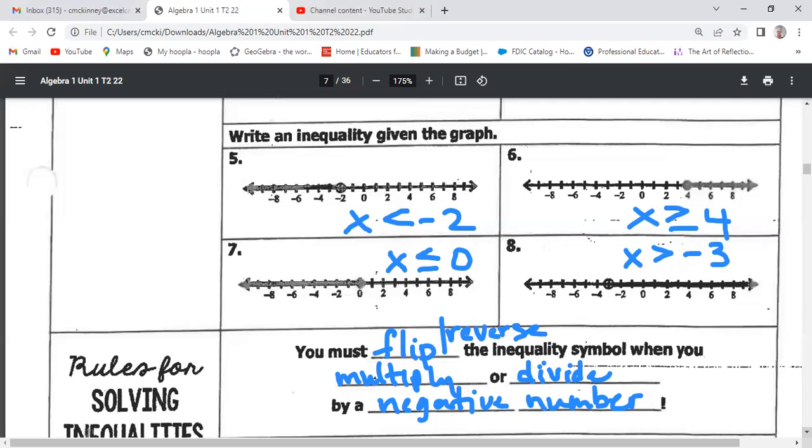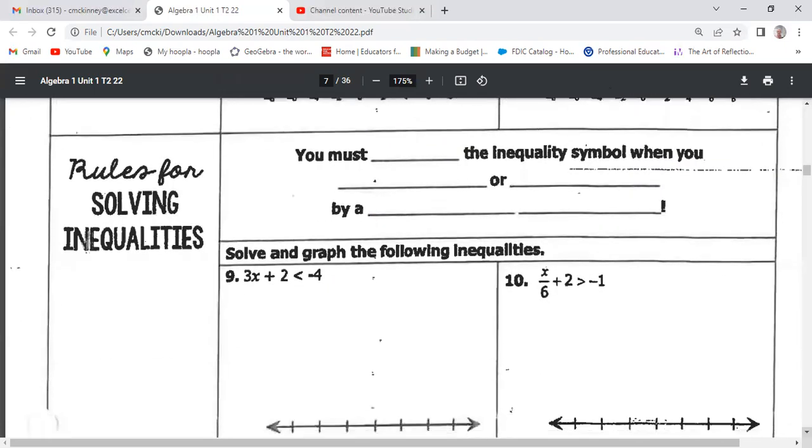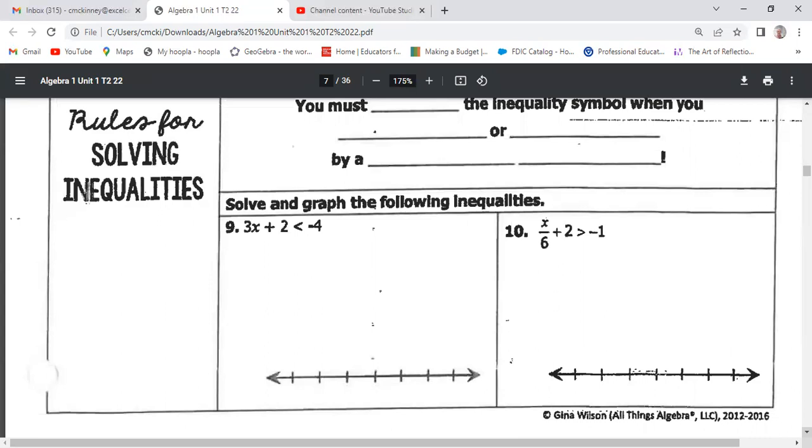So if in class I'm walking around and I look at your work and I say, do you really want to hear me sing again? Or I act like I'm getting ready to sing, chances are you forgot to flip a sign. All right. So we've got a rule for solving inequalities. That's a special rule. Otherwise, it works very much like our typical equation solving.